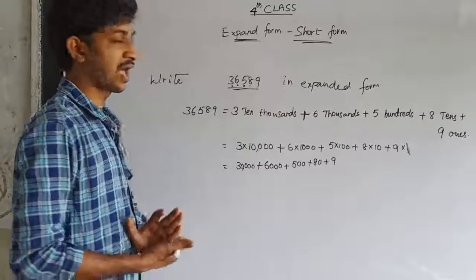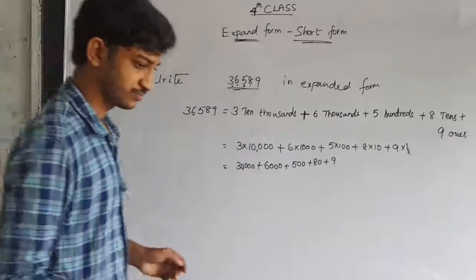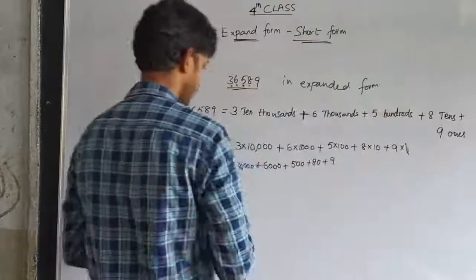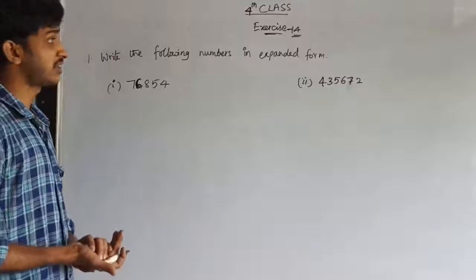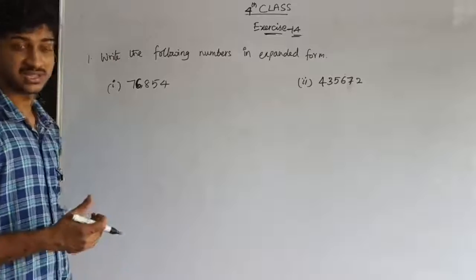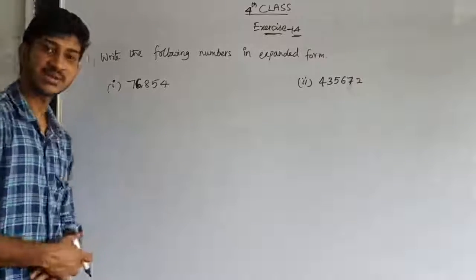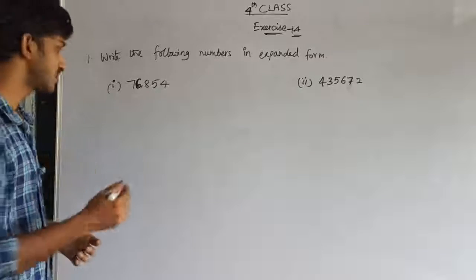Okay, now I am starting the exercise. We have to solve exercise problems now. See here children, exercise 1.4, first problem. Write the following numbers in the expanded form. So what is the first number here? 76,854 is the first number. So what do we have to write?